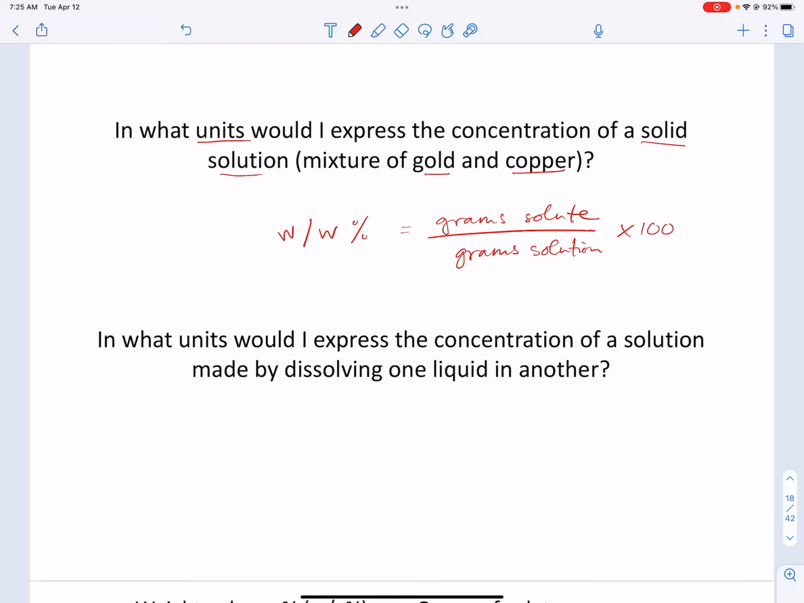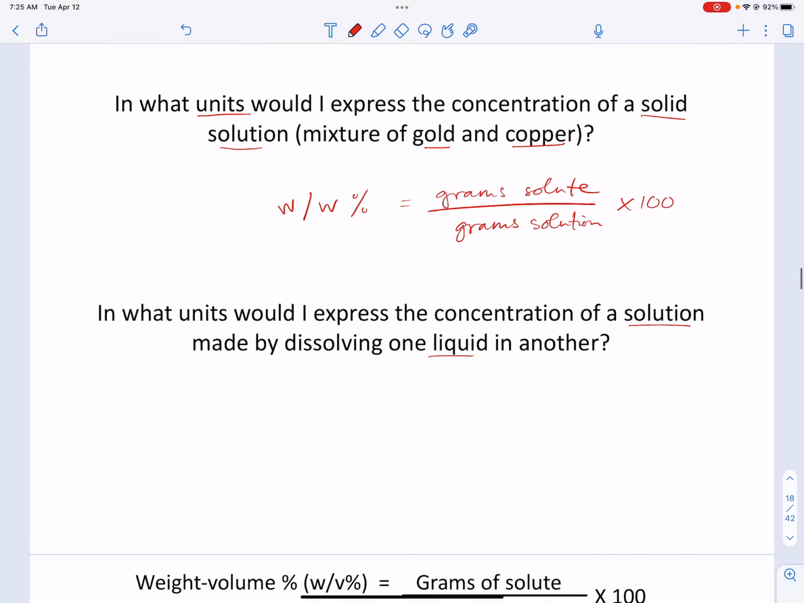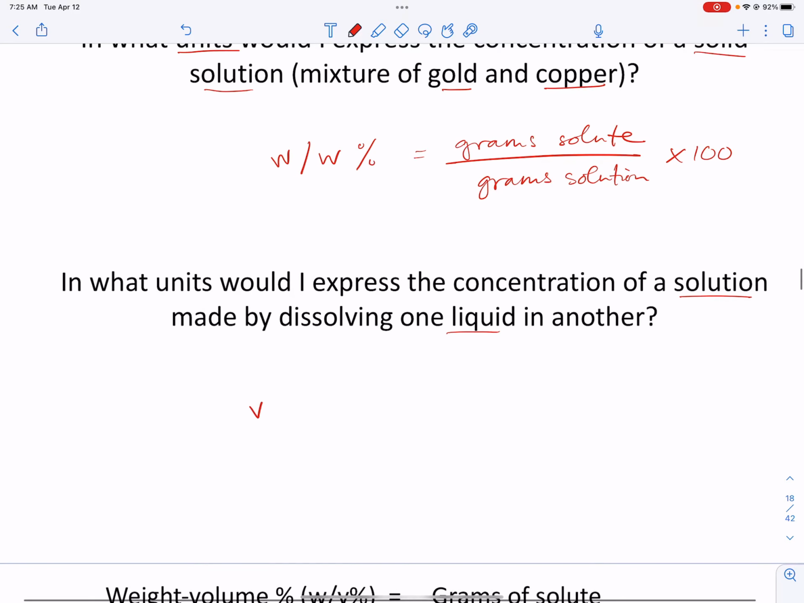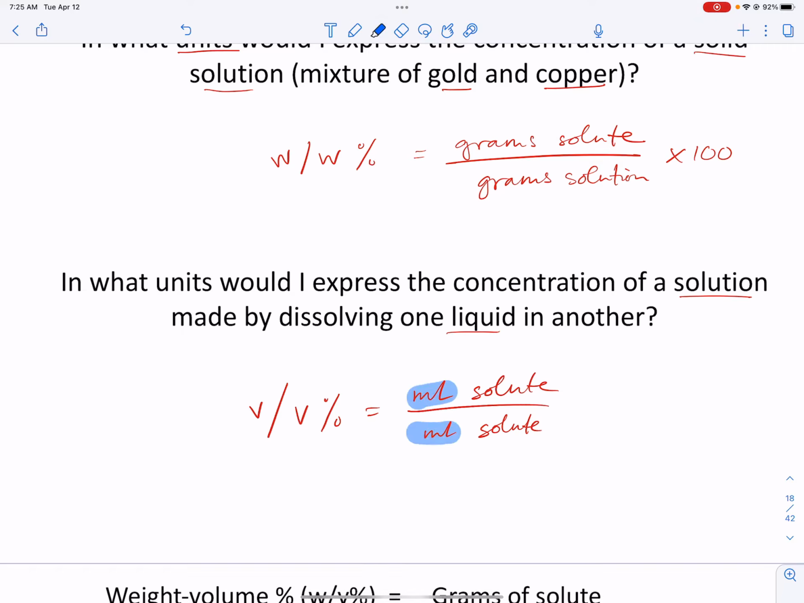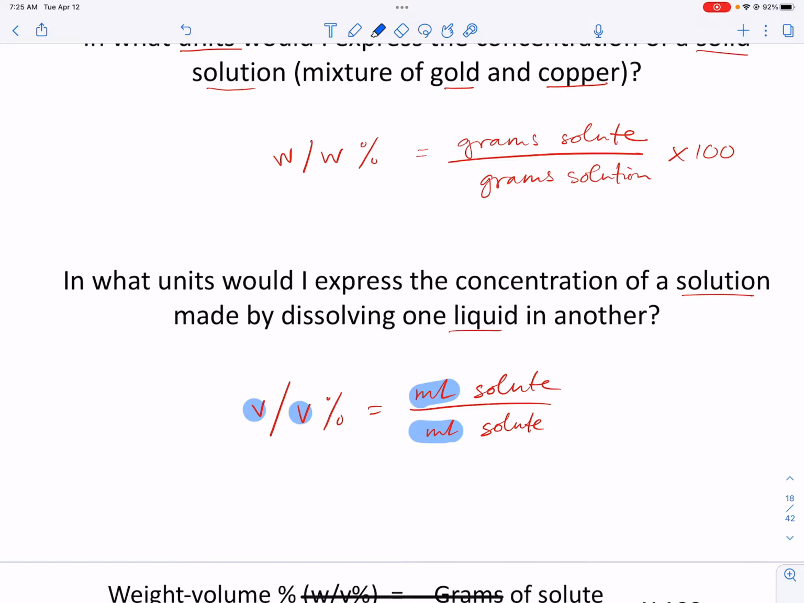Next question says, what units would I express the concentration of a solution made by dissolving one liquid in another? So you have a liquid solute this time and a liquid solvent. This one would be a volume per volume percent, and you would use milliliters of solute over milliliters of solution. You just see how the units here match whether you're dealing with a mass or a volume. And then obviously times 100 again to turn it into a percent.